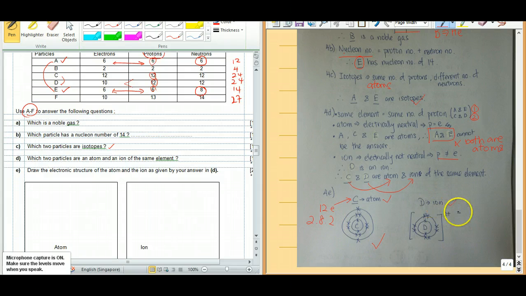However, D is actually an ion. So what we are trying to find here is that we know that D has 10 electrons, electronic configuration 2, 8. But this will be a 2+ ion. Therefore, what you can see here, I've drawn 2, 8 with a square bracket and 2+ because your ions will have the square bracket with the charge at the top right hand corner. So that's your answer for 4E.